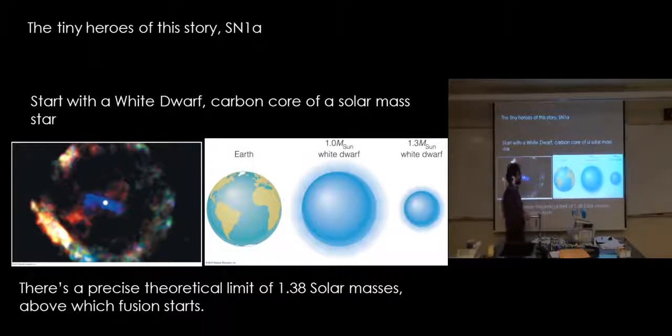And they have this funny property, their electron degenerate nature, so they're just held up by the fact that you can't put two electrons in the same place. They have to stack like bricks. What do you notice about the 1 solar mass white dwarf versus the 1.3 solar mass white dwarf?